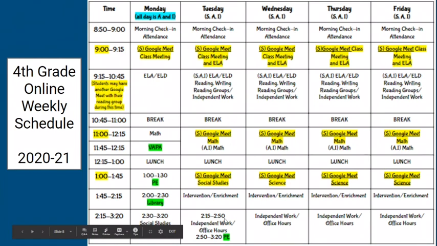And then at the end of the day, you can see Tuesday through Friday, we have independent work time and office hours. So the students won't have specific homework. However, they will need to make sure that they finish their work for the day, and they do have a good chunk of time at the end of the day to do that.